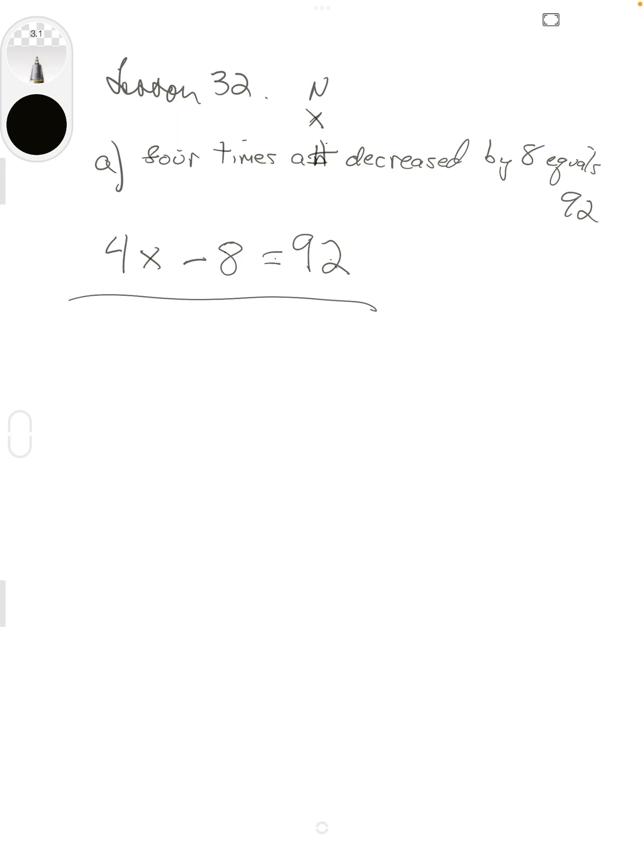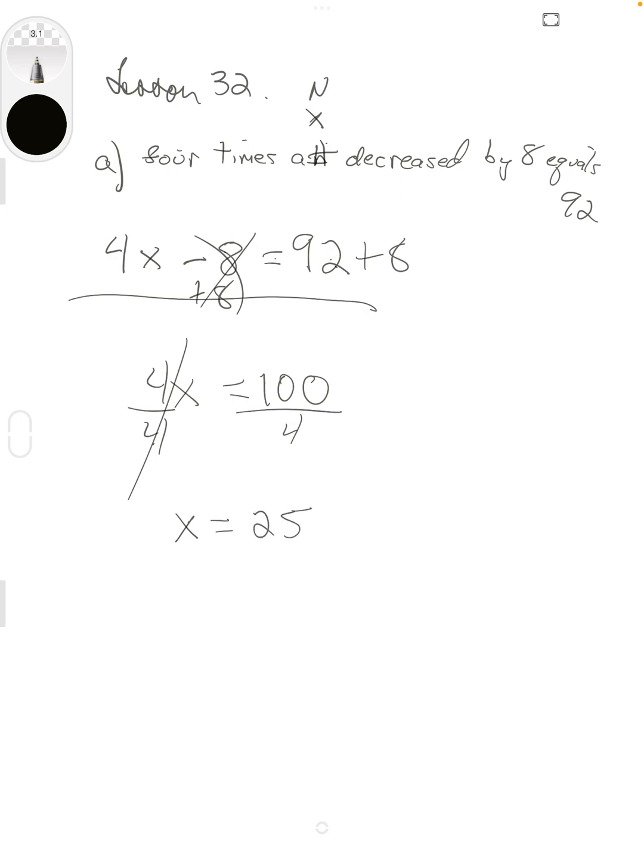Okay, then we solve. Again, step 1, put all the letters on the left, put all the numbers on the right. So if I add 8 to both sides, I've got that. I have 4 x's on the left. I have 100 on the right. Divide both sides by whatever's in front of that letter. Those will become 4 over 4, which is 1, or 1 times x equals 25. 100 divided by 4 is 25. That's how we do this. Okay, so that's lesson 32.